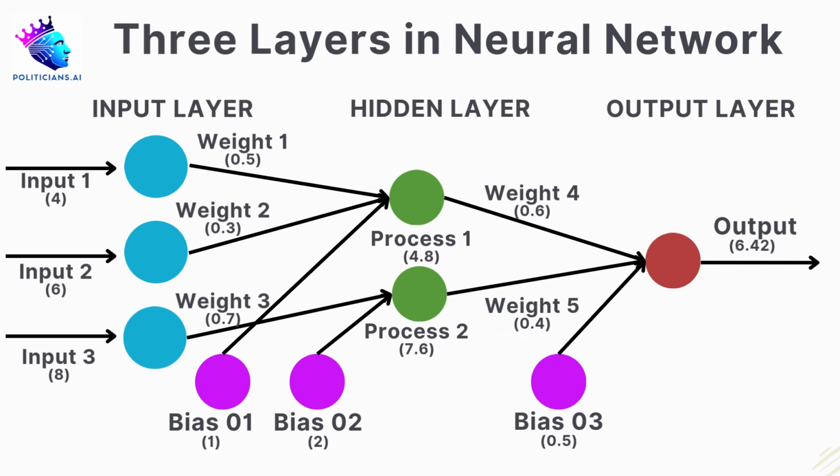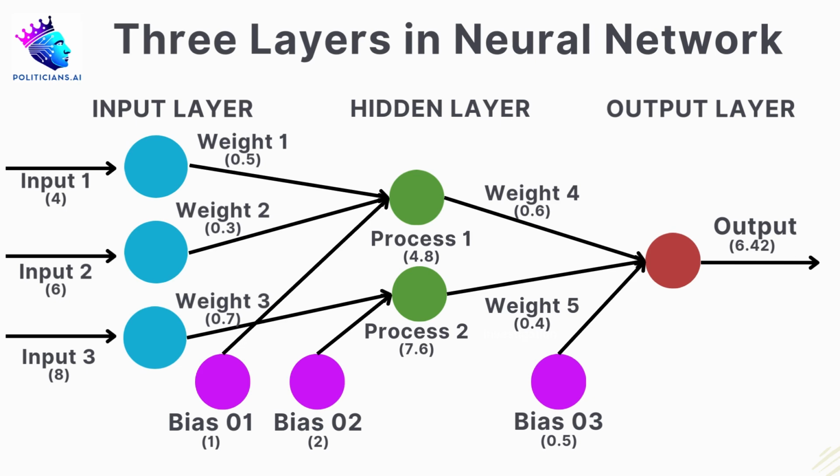For process 2, hidden neuron 2. Input 3, 8, is multiplied by weight 3, 0.7. 8 times 0.7 is equal to 5.6. We then add bias 02. 5.6 plus 2 is equal to 7.6. So, the output of process 2 is 7.6.